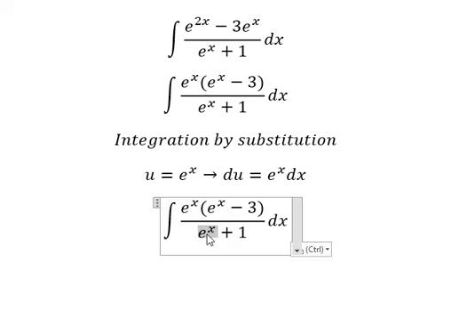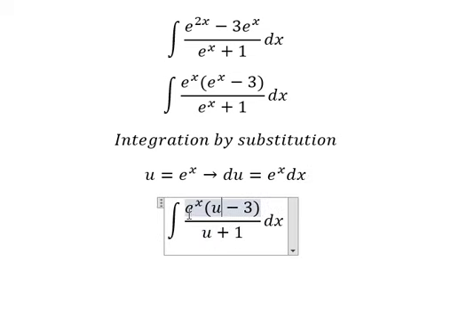This one we change by u. E to the power of s ds we change by du.